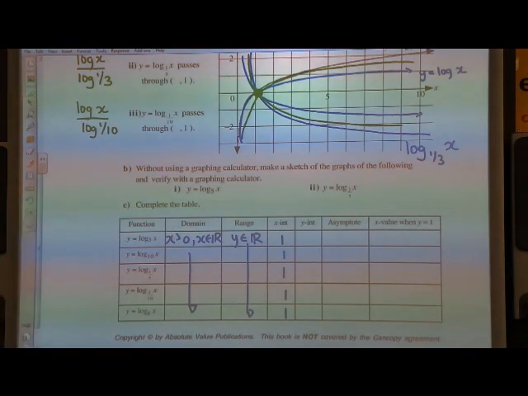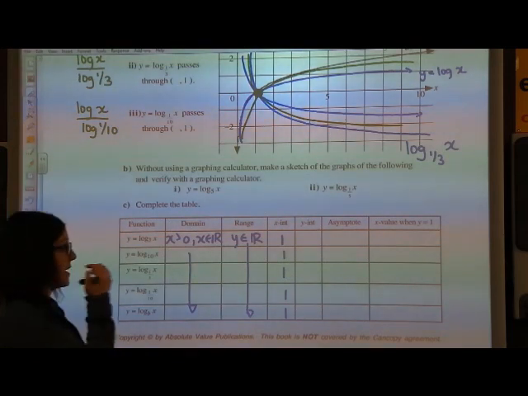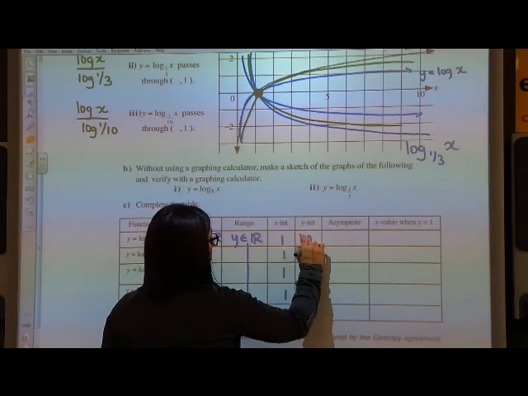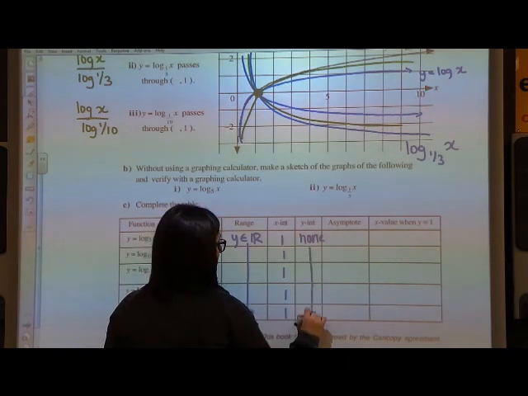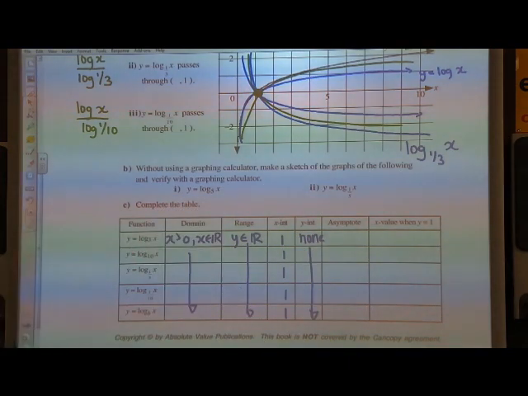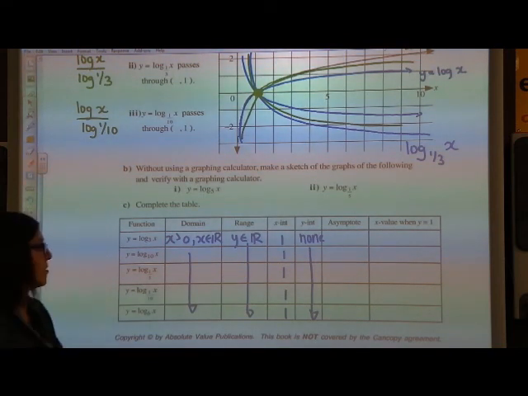Where do these graphs cross the y-axis? They don't. So is there a y-intercept? No. The asymptote. What is the imaginary line that the graph does not cross? X equals 0, the y-axis.